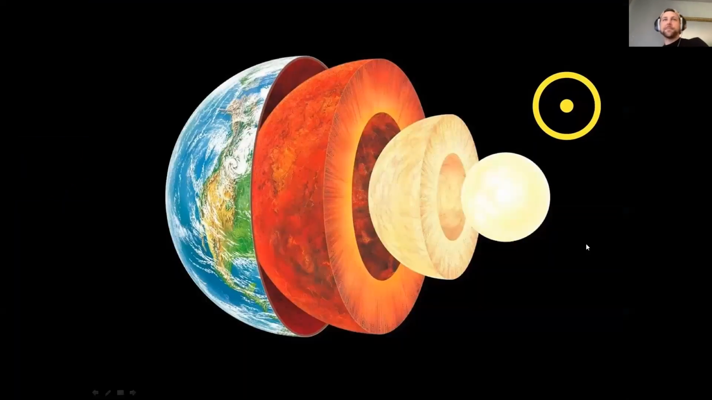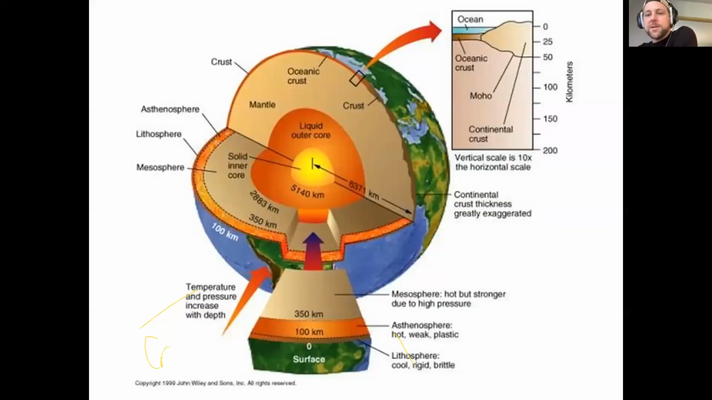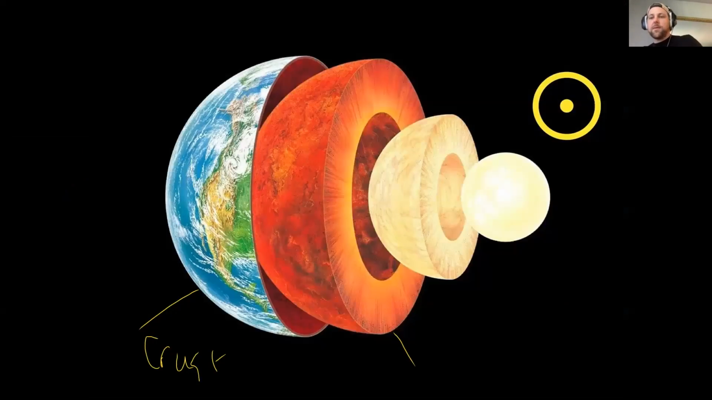There we go. So let's start with the Earth. A little bit of a review. The Earth is broken into several layers. We have the crust, which is shown as this outer layer. And then just underneath the crust, it's broken into several parts, but the main word for this would be the mantle. So we have the crust, we have the mantle, which we'll talk about the different specifics of the mantle. And then we have the core.